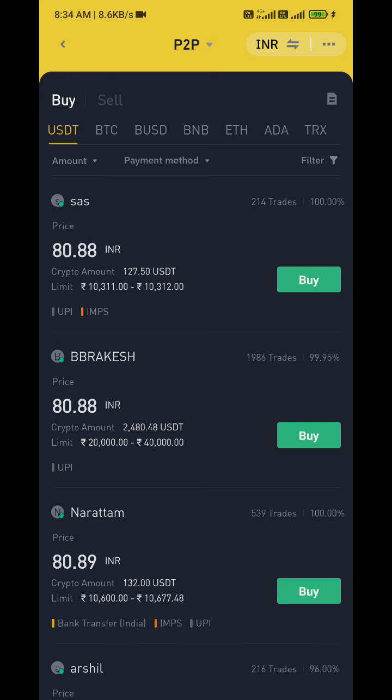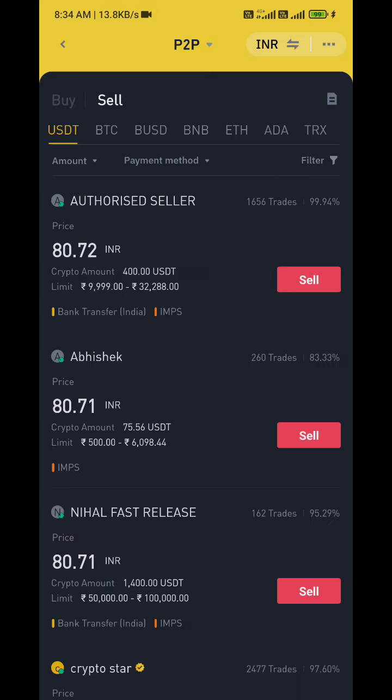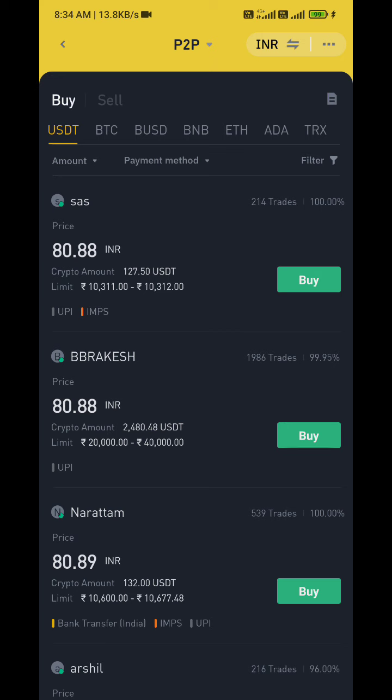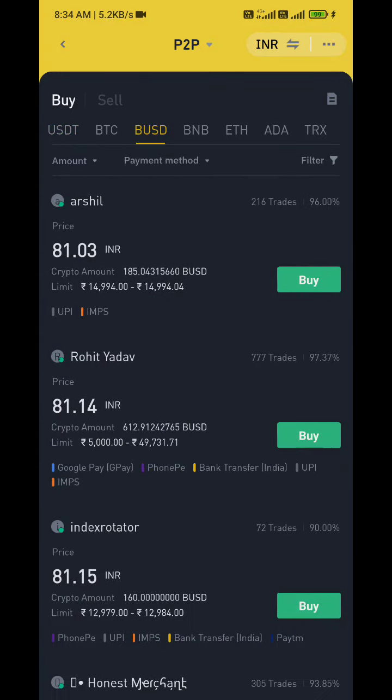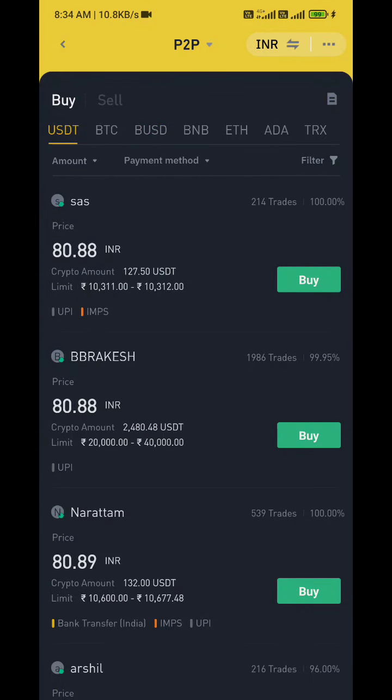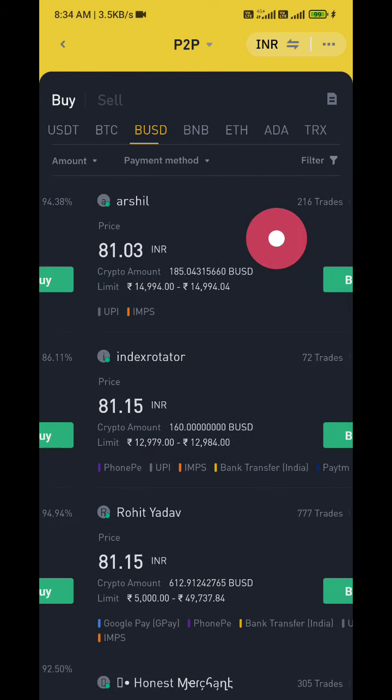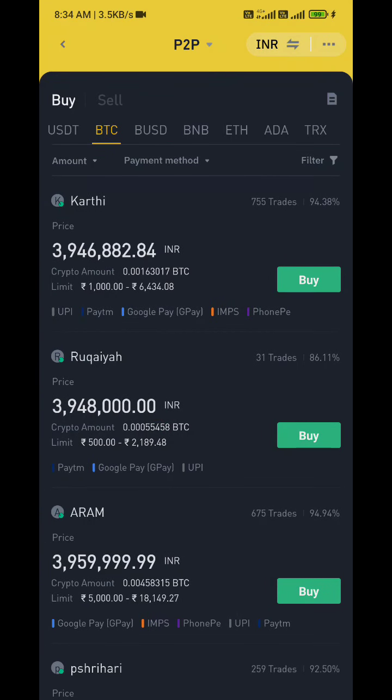In P2P there is a buy and sell option. First you need to understand what the buy option is. The buy option is where you buy some USDT coins or BUSD coins. These are the basic ones and they remain unchanged throughout the year in cryptocurrency. USDT is normally in the 75 to 80 range, and BUSD is also in the 75 to 80 range every year. So you need to invest in stable coins.